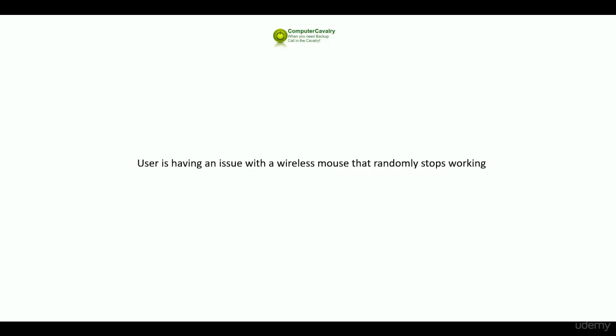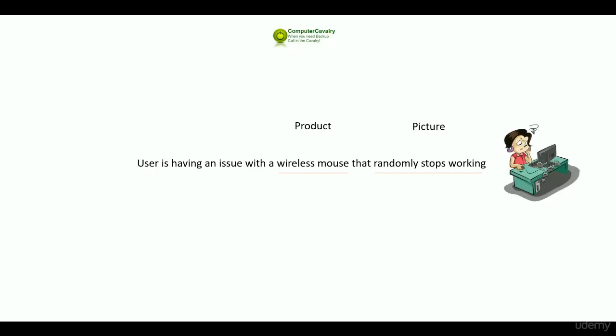Let's see an example of the 3 P's in a situation. This statement, user is having an issue with the wireless mouse that randomly stops working. So step 1, what's our product? Obviously, it's the wireless mouse. Now that that's identified, what's our picture? What's being painted for us? Well, we know that the mouse randomly stops working.